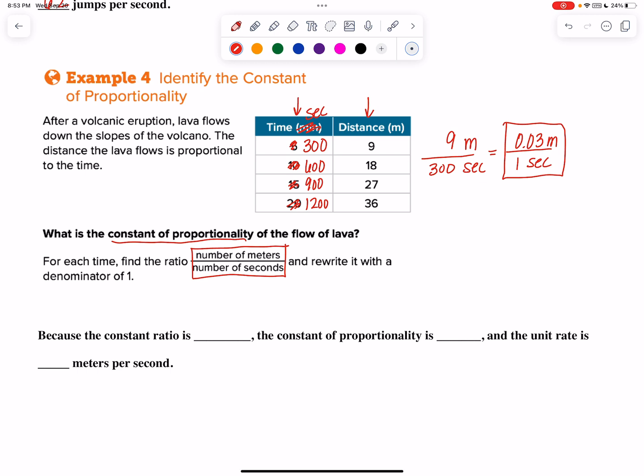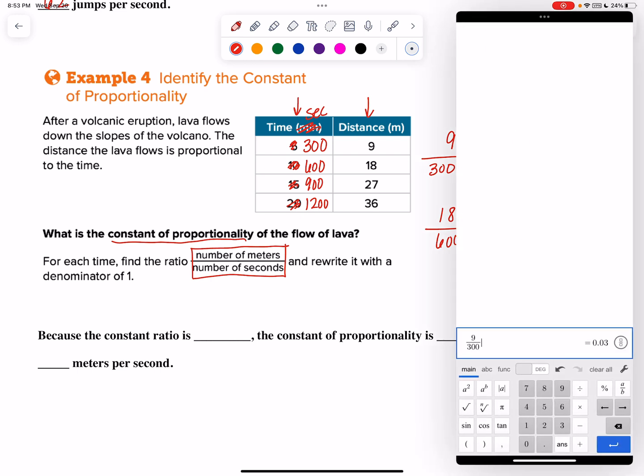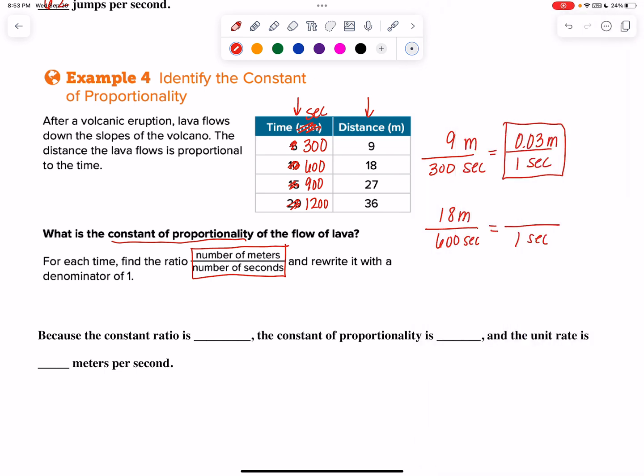Okay, and so I should double check it with one more just to be safe and make sure I did it correctly. So it's sort of like my check to just make sure we're good. Okay, so we'll figure out the unit rate and just double check 18 divided by 600 because I want to make sure we're good. Yep, we're good. It is 0.03 meters per second. So that's my unit rate.